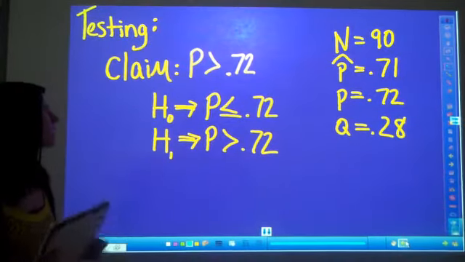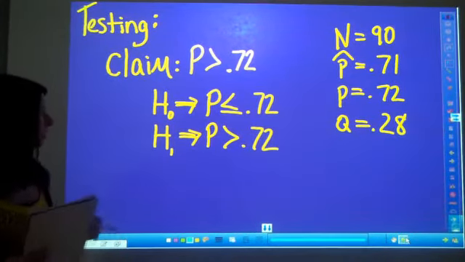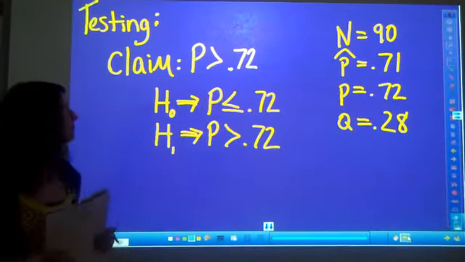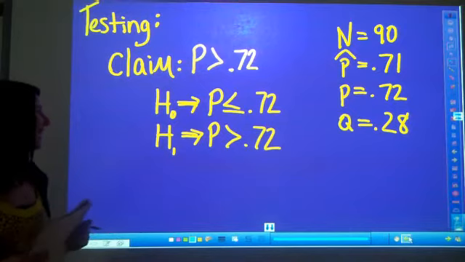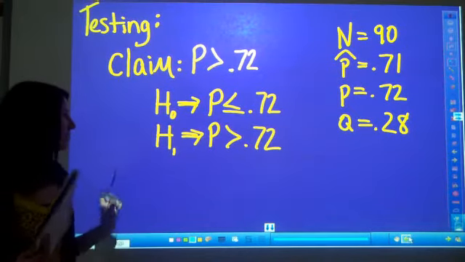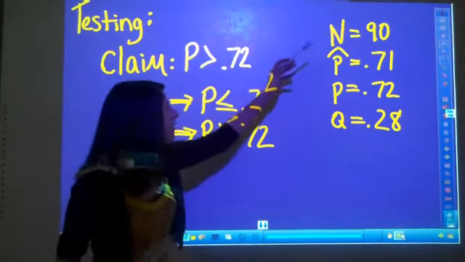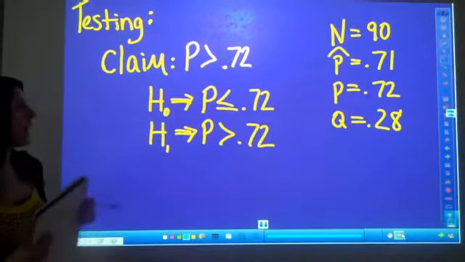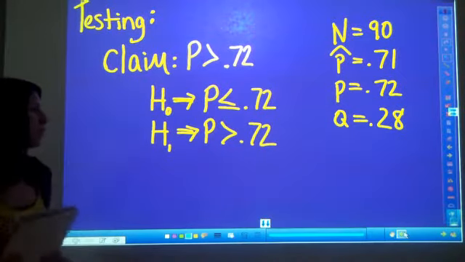Since our claim is P is greater than 0.72, we have to find the null and the alternative. The null is P is less than or equal to 0.72, and the alternative is P is greater than 0.72. And we used our numbers from before. The sample size was 90, P hat is 0.71, P is 0.72, and Q is 0.28.